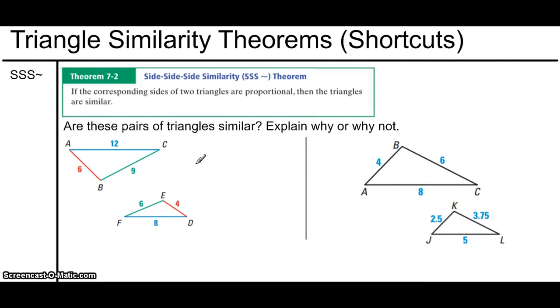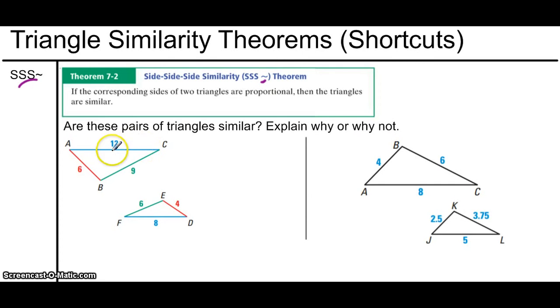Next, let me show you how to use those triangle similarity theorems we just learned about. Let's start with side-side-side. Now the side-side-side similarity theorem, or SSS, this little similarity symbol, says that if the corresponding sides of two triangles are proportional, then the triangles are similar. And we don't even need to check for the angles. So let's check out these down here. Are these pairs of triangles similar? Explain why or why not.